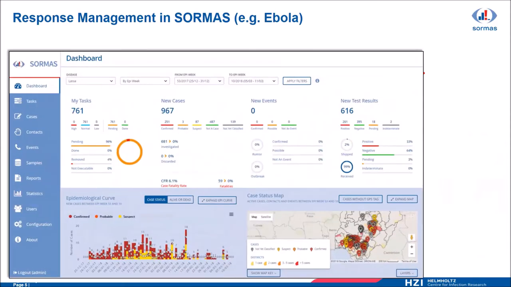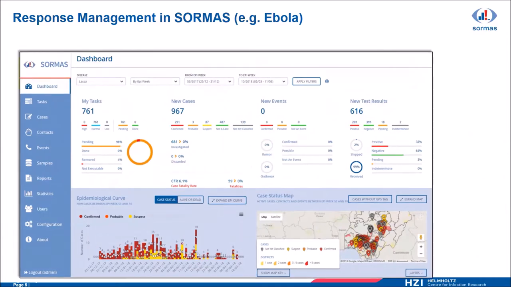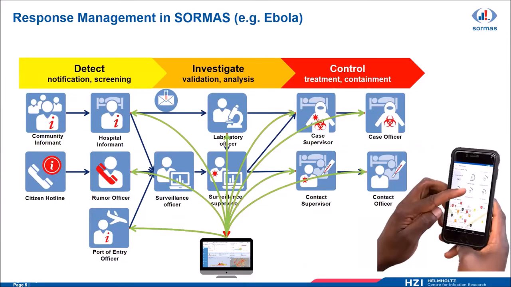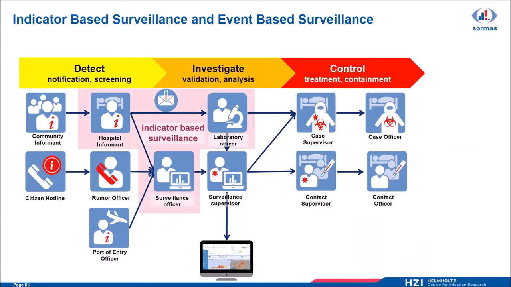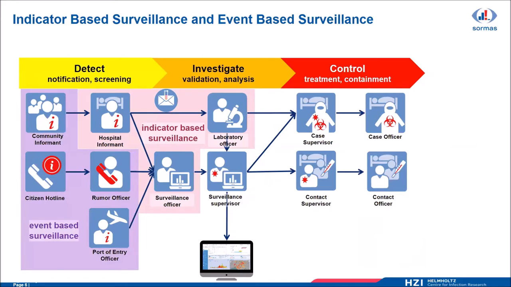I'm going to show you much later during the demonstration how SORMAS works. Okay. The next point is that we have what is called the indicator-based surveillance and event-based surveillance system within SORMAS. And these officers, where the hospital, the lab, and the surveillance officer interact, is the indicator-based surveillance. We also have the event-based surveillance, which is based on the rumor signal kind of surveillance. It's the community informant, the citizen, and the rumor officer.